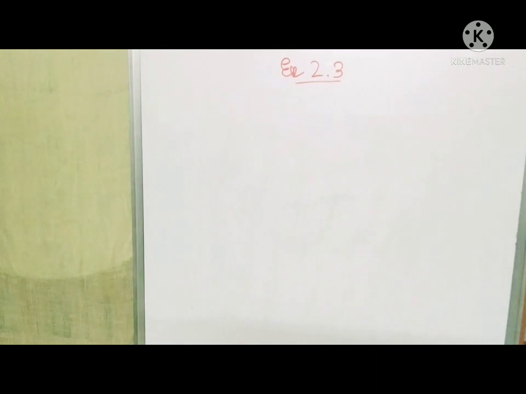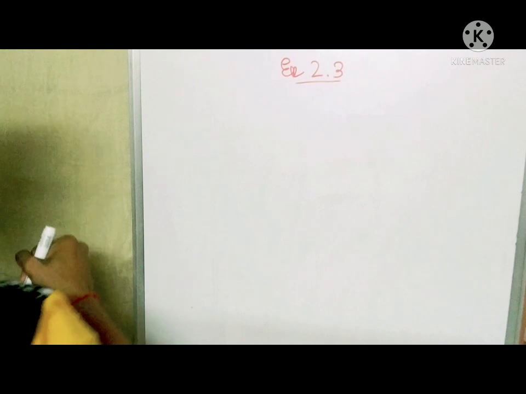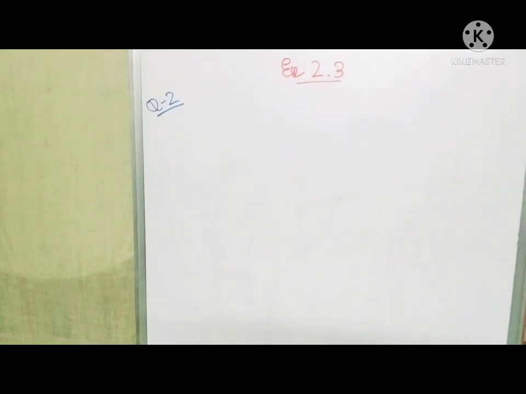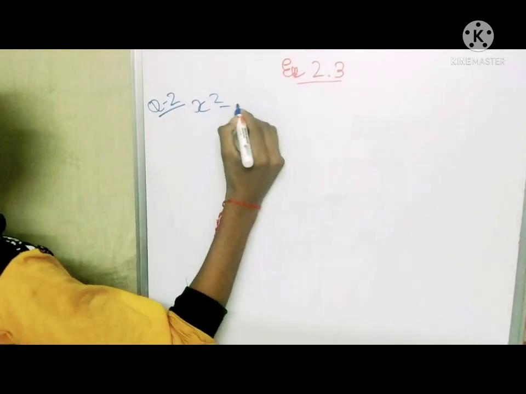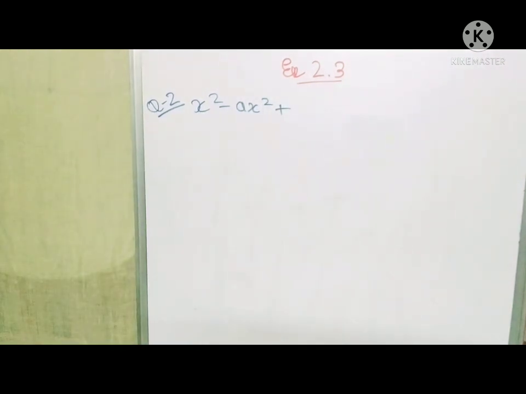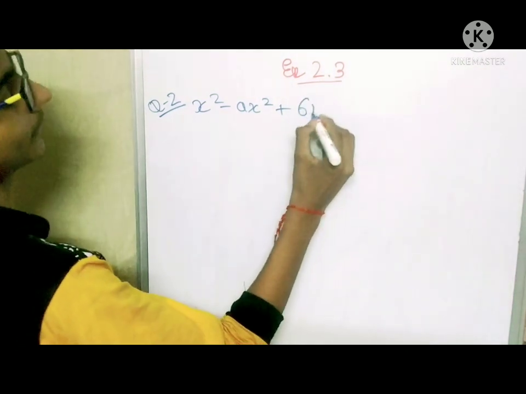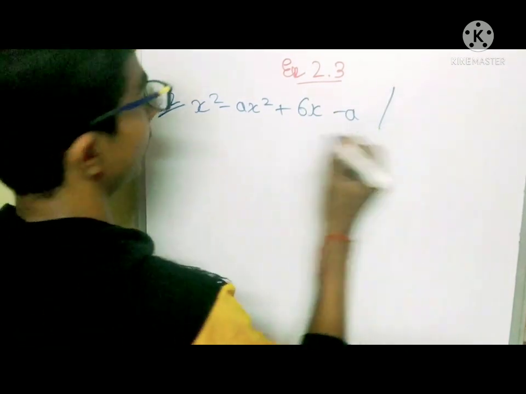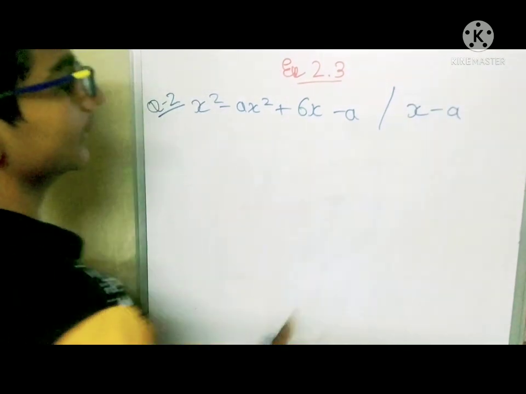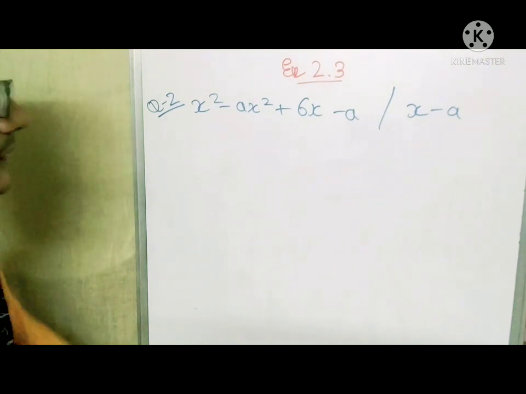2.3. So in question number 2, we have to find the remainder. Here it is x cube minus ax square plus 6x minus a, and we have to divide it by x minus a. Here the same is there, we have to do the same.